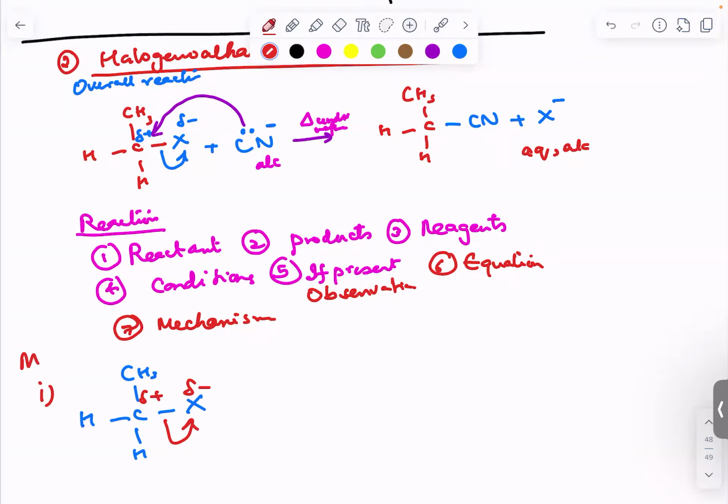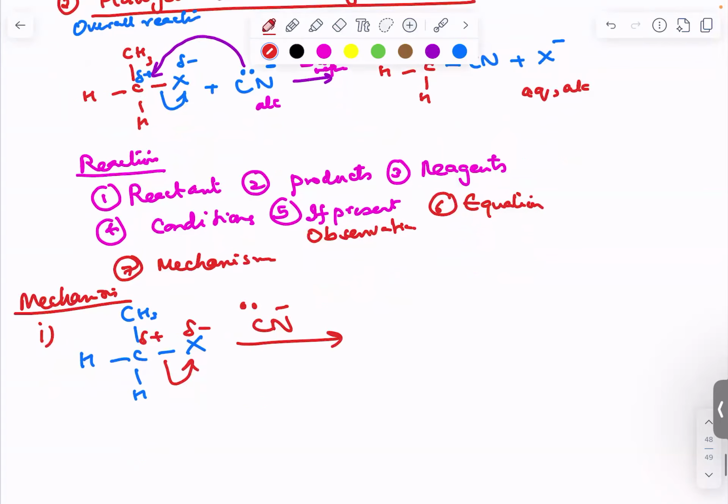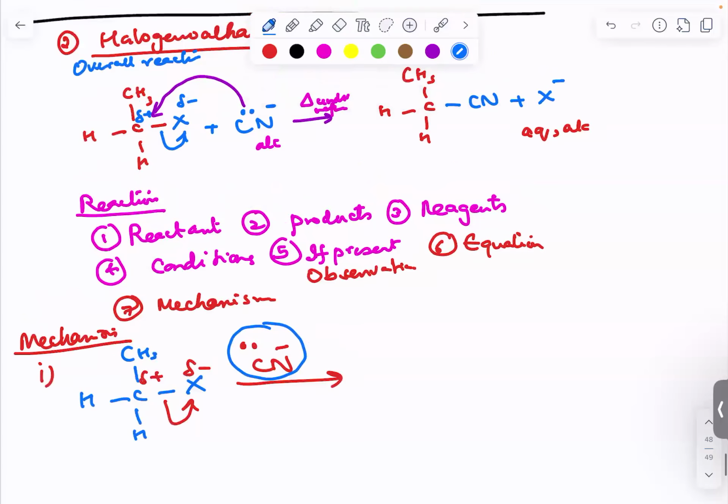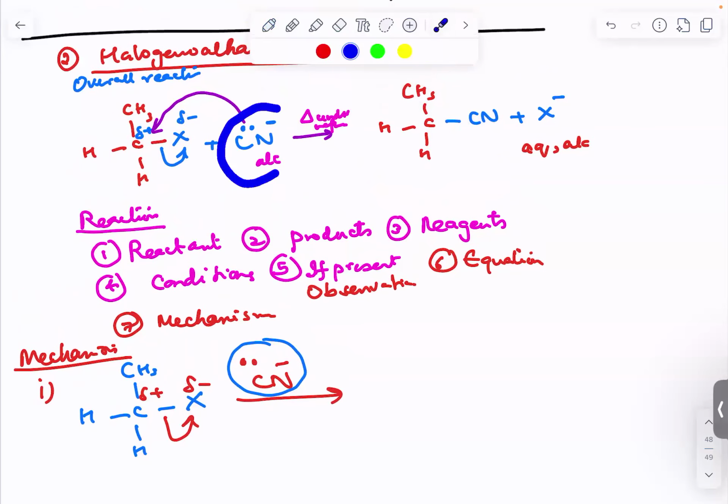Plus CN. No, beta, not plus. I will make an arrow, and on the arrow, I will write CN negative. That's what I'm telling you in the mechanism. If this CN is not written as a reactant, and if it is written on the arrow, that means it is not taking part in the reaction. If it is written here, that means it is taking part in the reaction.